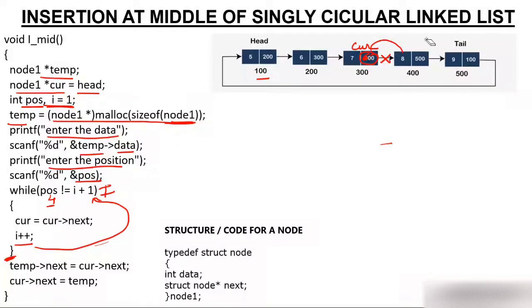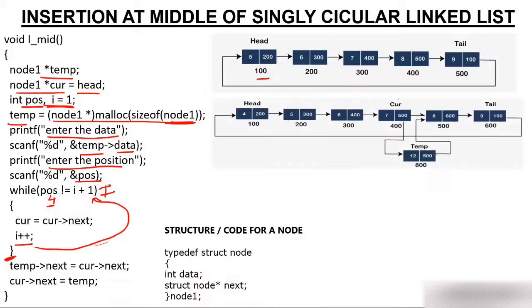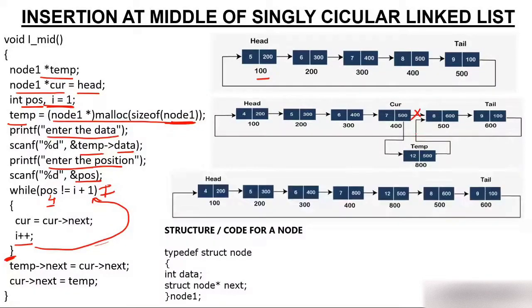Now I'll rub all these things and show you how things are taking place. So this is actually how things take place. Now this temp will keep the address of this, current will take the address of this. Now this will get disconnected. Simply this is what happened. And at last, this 12 will take the position between 7 and 8, and you can see 12 is taking the position in between 7 and 8. That is, 12 is taking the fourth position.